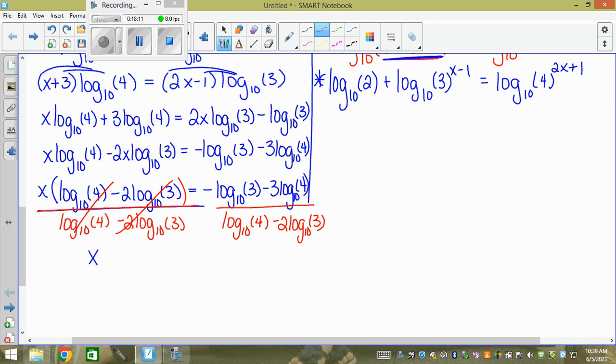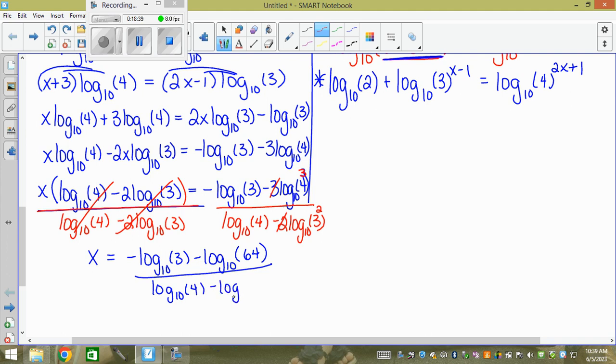Now remember, this would be 4 to the 3, because the exponent has to come up. And this would be 3 to the 2, because the exponent has to come up. So I'm going to rewrite it like that. So I get negative log base 10 of 3 minus log base 10 of 64 over log base 10 of 4 minus log base 10 of 9.